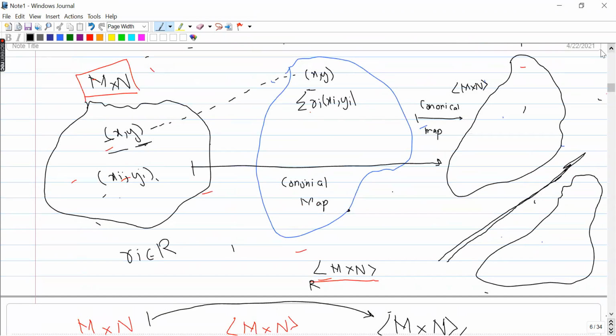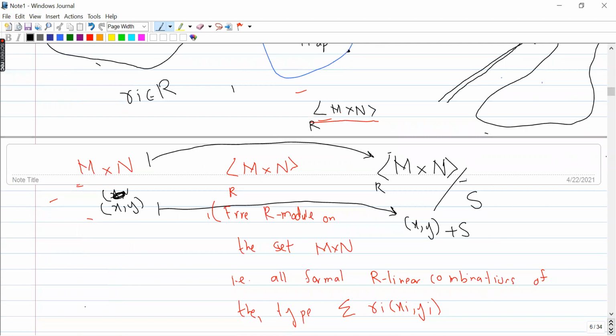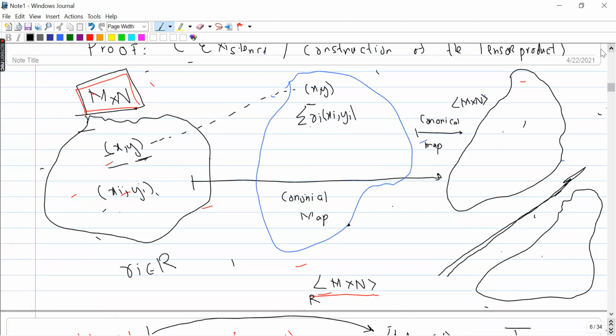this because what is the task? I want to define a bilinear map for the construction of tensor product. I want to define a bilinear map from M cross N to T. So और टी को मैं ये नाम दे रहा हूँ कि ये जो मैप ये जो चीज़ मैं बनाऊंगा वो टी के बराबर होगी, यानी कि जब मैं क्वोशंट लूंगा M क्रॉस N का S से, then I am saying that it is equal to T. But for a tensor product, first we need a canonical map. First we need a bilinear map from M cross N to T.